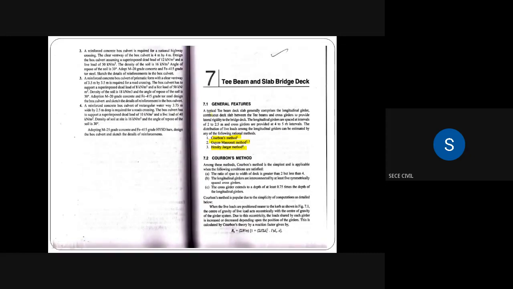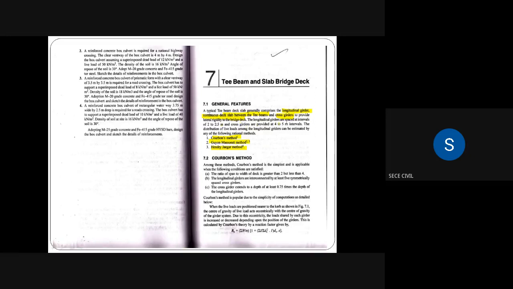A small intro. A typical T-beam deck slab generally comprises the longitudinal girder. We have to know the components in the T-beam bridge deck: longitudinal girder, cross girder, and continuous deck slab between the T-beams. The cross girders provide the lateral rigidity to the bridge deck.